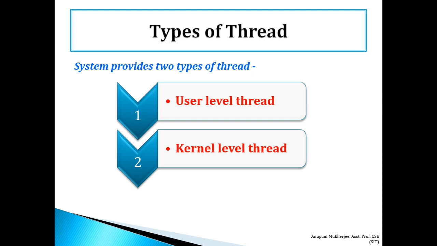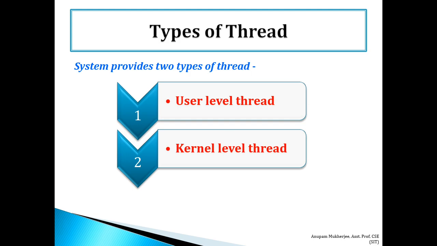So here we start. Operating system provides two types of thread. First one is user level thread and second one is kernel level thread. When we install any operating system on our desktop or laptop, that operating system has two different layers. In the below portion is the core layer, called the kernel section, and above the kernel section there is a user section where user level threads belong.